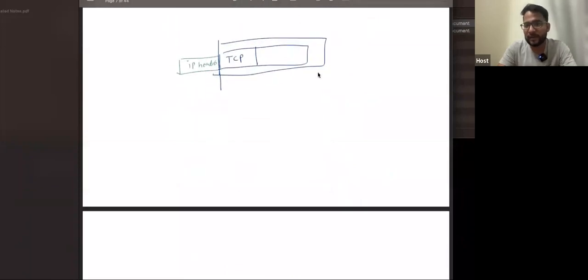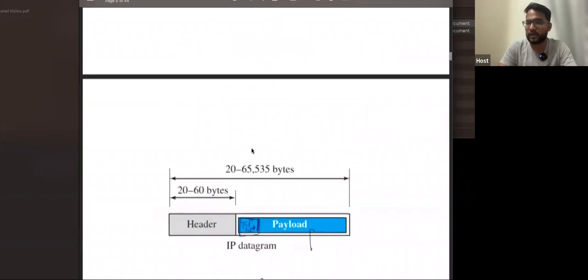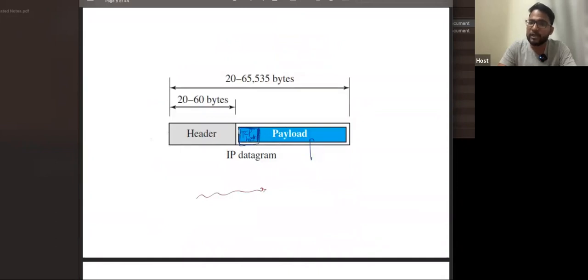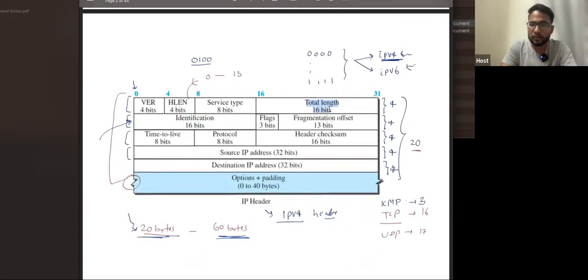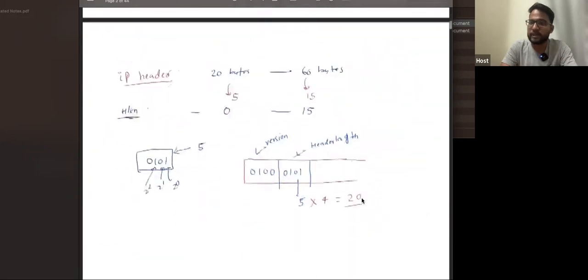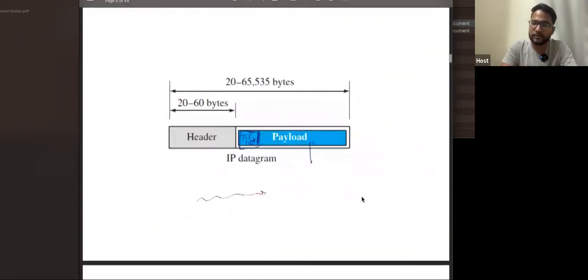Inside this IP header, I put everything that comes from the transport layer. The transport layer adds its own header, but that is okay. This is the payload, and the TCP or UDP header will be in the payload. The header length could be from 20 to 60 bytes, and the total length of the IP datagram, which means payload plus header, is limited by 2 power 16. The total length field is 16 bits, so it can represent values from 0 to 2 power 16 minus 1.